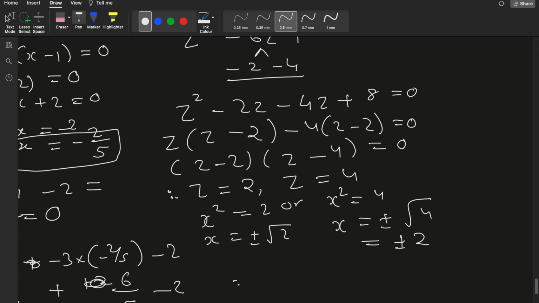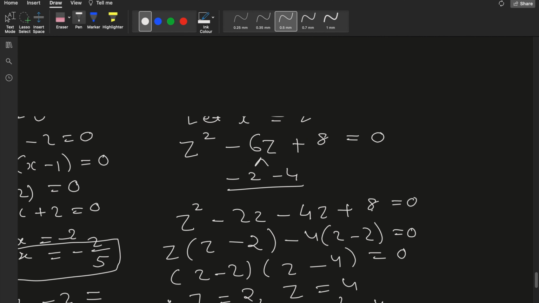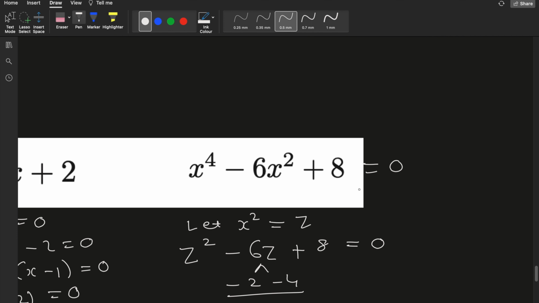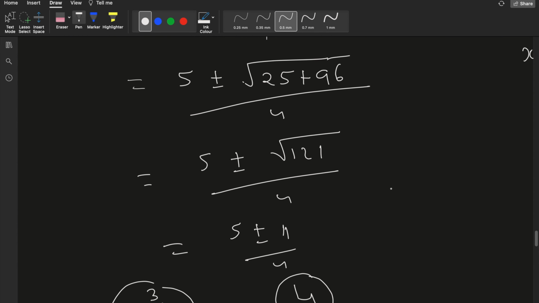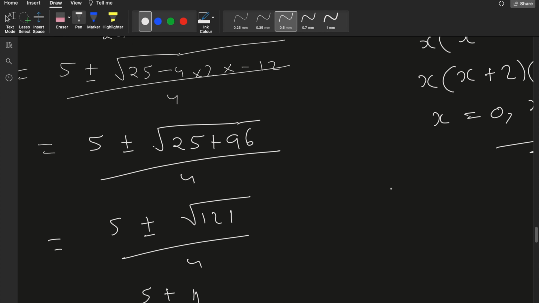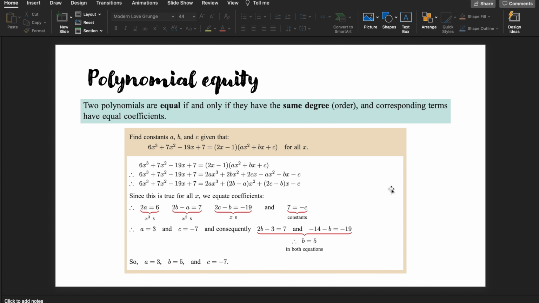So the roots are root 2, minus root 2, 2, and minus 2. These are our roots to our equation x to the power of 4 minus 6x squared plus 8 equals 0. So now that we've solved all these 5 questions, I hope it's clear. Yeah, moving on, let's talk about polynomial equality.